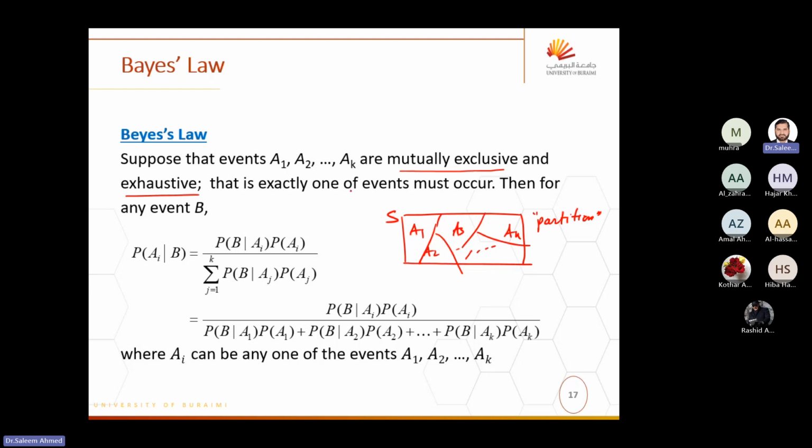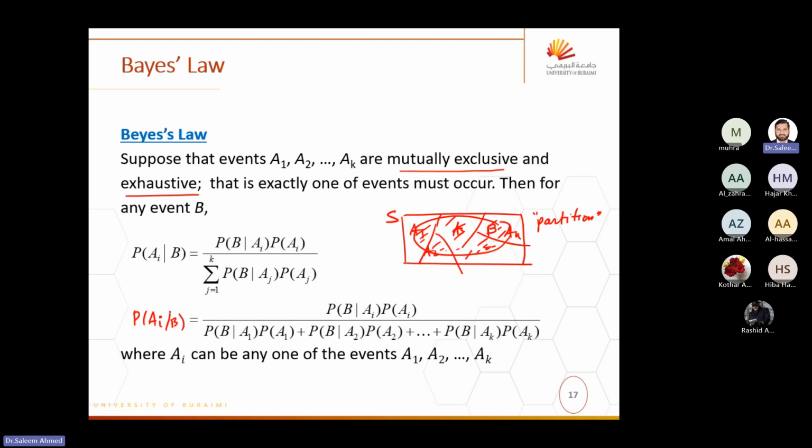Now you are defining any other event on top of this one. This is your event B, right? So B will have intersection with A1, with A2, with A3, with A4, with A5, and so on. So if you are asking about any of them, the probability of any A_i given B, i can be anything here. i can be 1, i can be 2, i can be 3.